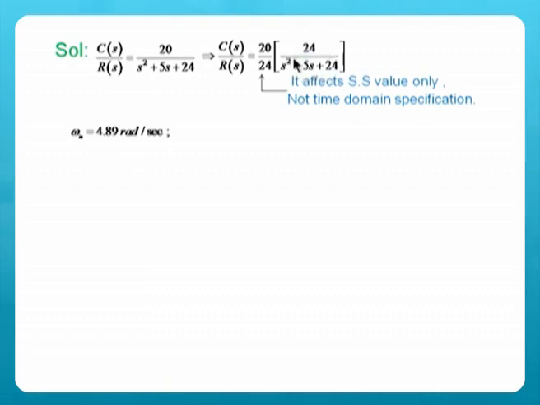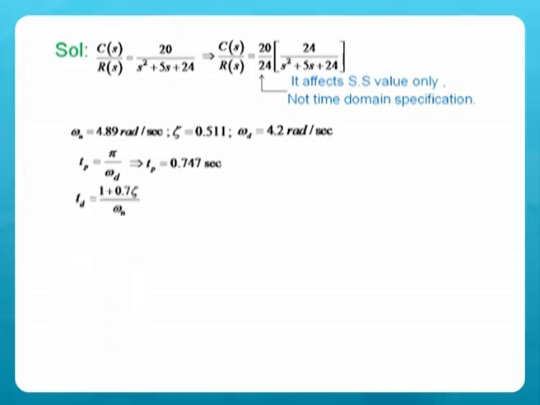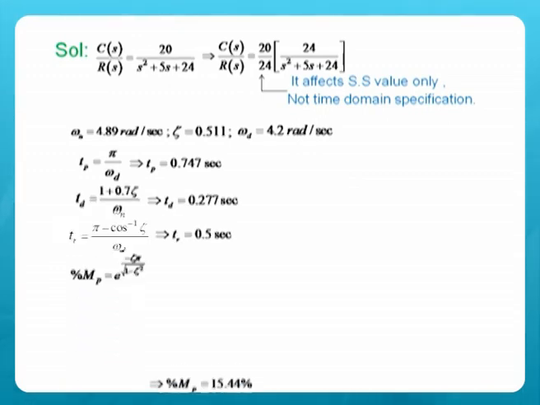function that is given in the brackets, and from that you see what is omega n and what is zeta by comparing this function with the standard second order system. So you get omega n and zeta. From that you can calculate omega d. It is 4.2 radians per second. Please observe that this value is less than omega n. And as usual, you can calculate the peak time, delay time, rise time, peak overshoot, and finally the settling time.